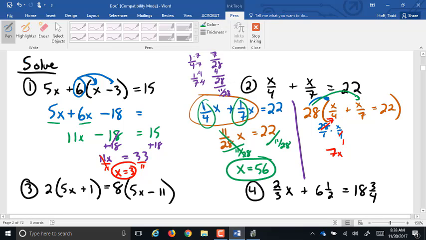I do 28 times x over 7, so that's 28 over 1 times x over 7. The 28 and the 7 cross cancel, give me 1 and 4. 4 times x is 4x. 28, yeah, the fractions are going to disappear here. That's why we would do this method. 28 times 22 now is 616.